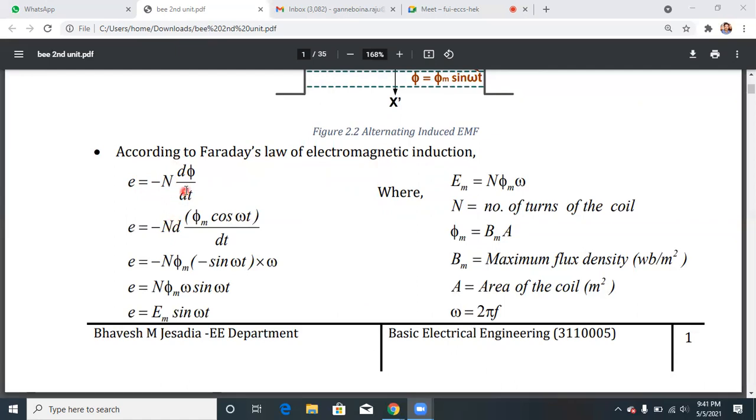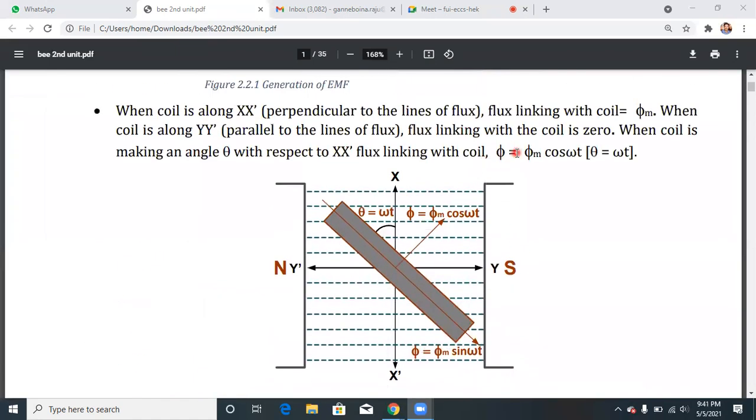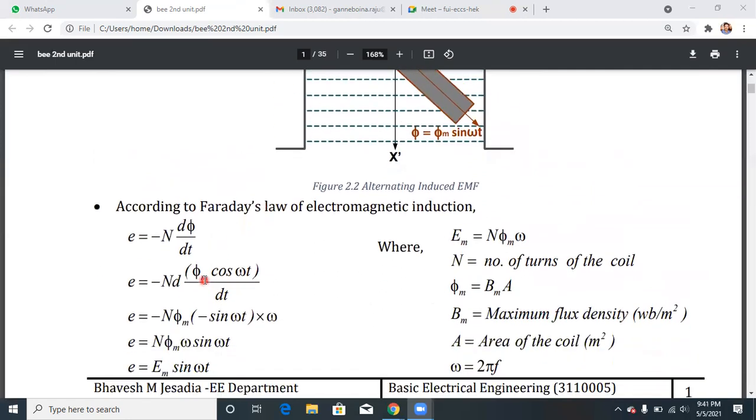Here phi is equal to phi m cos omega t. Substitute it here. The minus sign here means Lenz's law. You know well, according to Lenz's law, the effect always opposes the cause. That's why we have to take the minus symbol. The minus symbol is because the effect opposes the cause. The change in flux is always opposite to the EMF induced. So that's why E is equal to minus n d phi by dt.